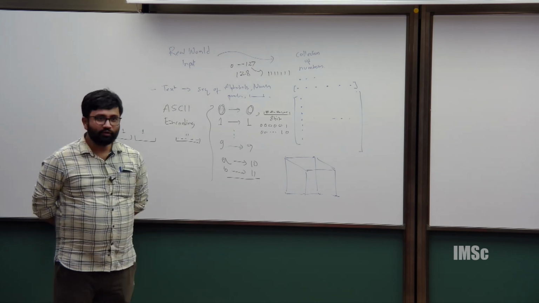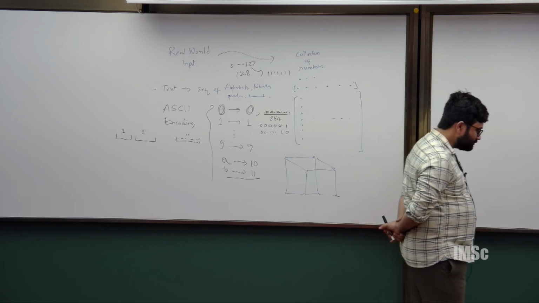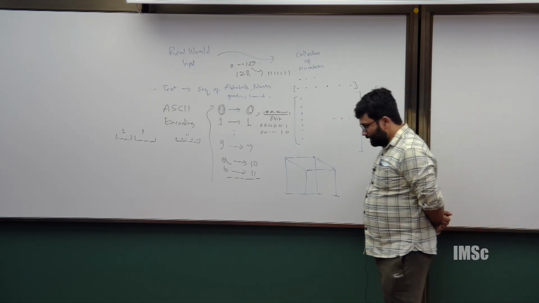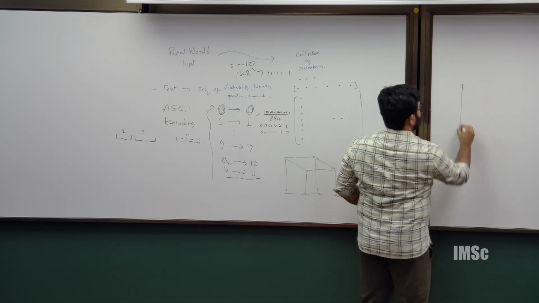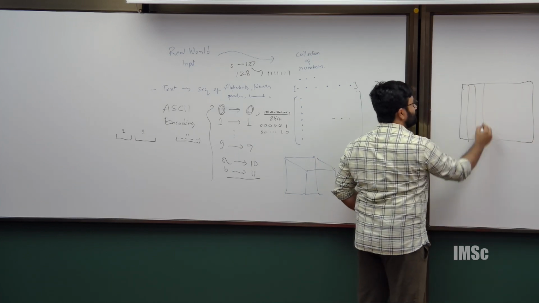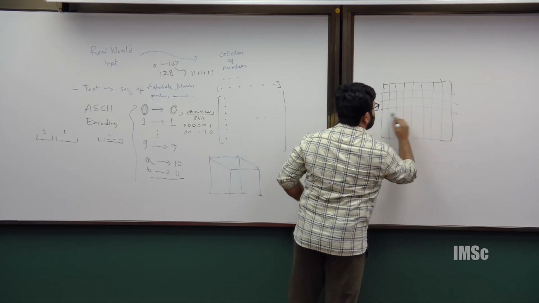Okay, so before we start representing images, maybe we should make it a bit simpler and say we want to represent black and white images, right? If I want to represent black and white images, then it is enough to say that I'll take my image, which is, let's say, this square. I'll cut up this square into lots of tiny little squares, right?